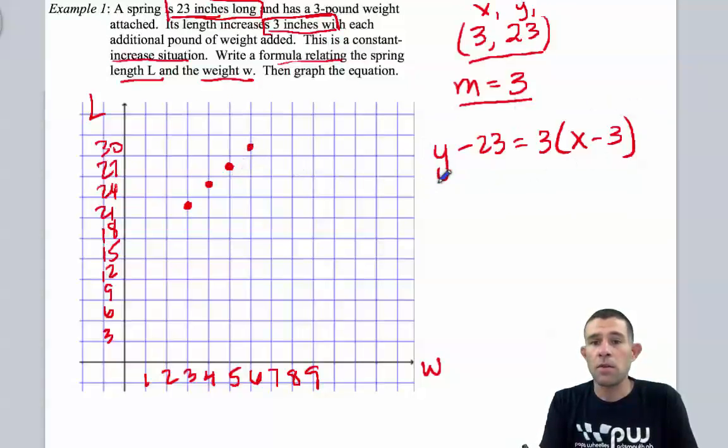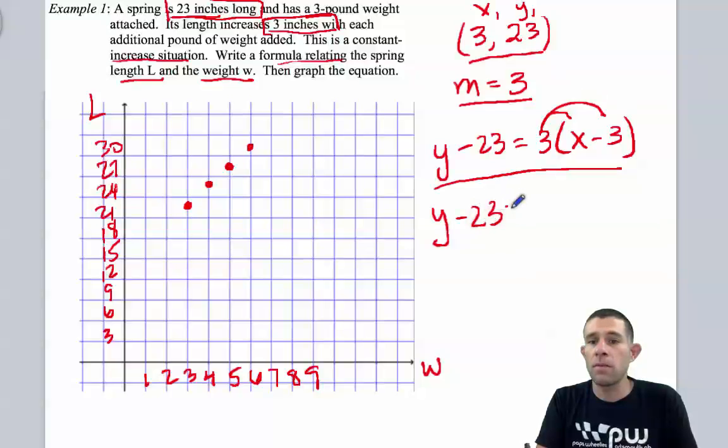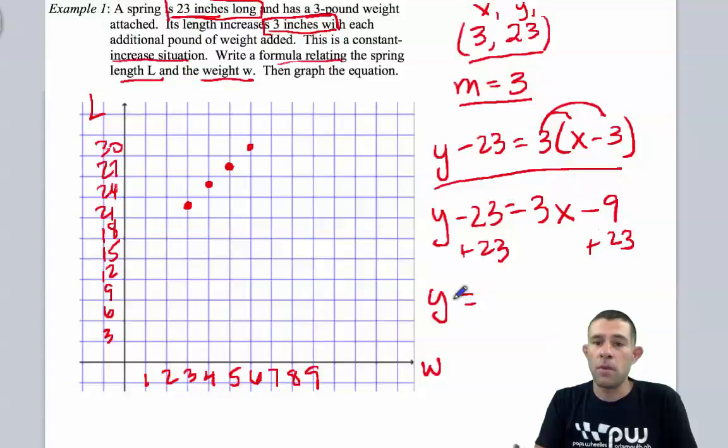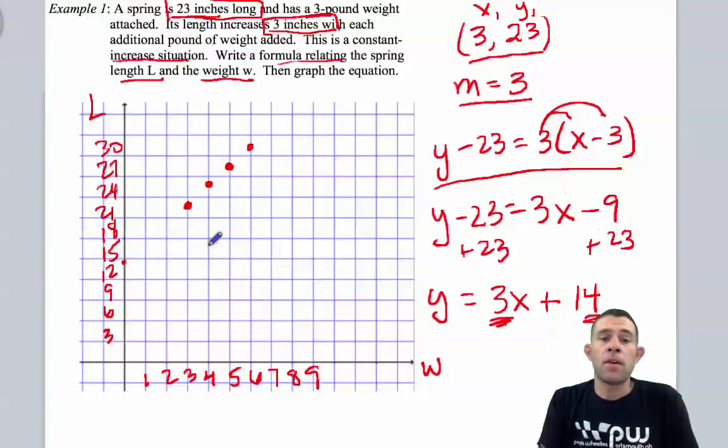Now if I wanted to, I could rewrite this point-slope form in slope-intercept form simply by distributing my 3 to each one of these sets of the parentheses. So I'll have y minus 23 equals 3x minus 9. And now I'm going to add 23 to both sides. And now I'll have the equation y equals 3x plus 14. Now I can see here's my slope and here's my y-intercept. I could also come back here, plot my y-intercept, and then do my rise over run to get the rest of those points. Now again, this will be a discrete graph. It's not going to be continuous because there's going to be individual points.